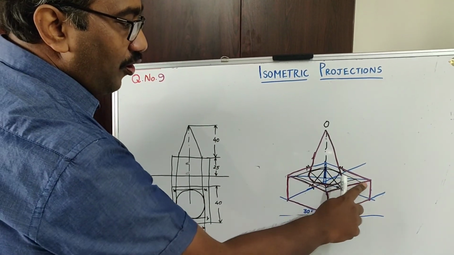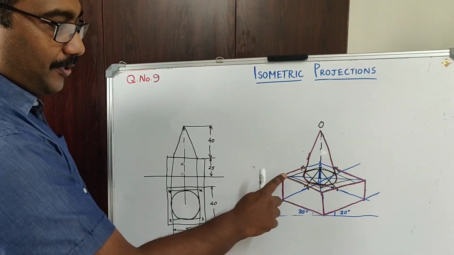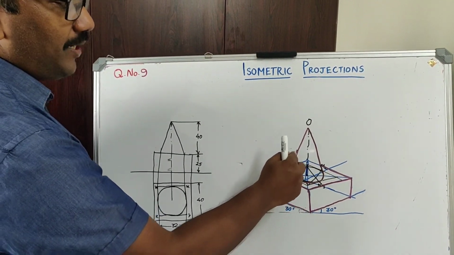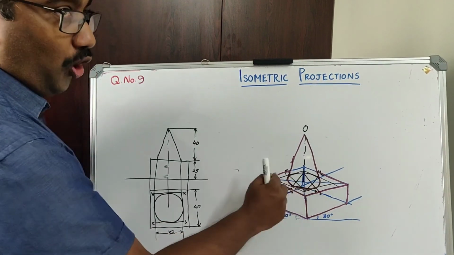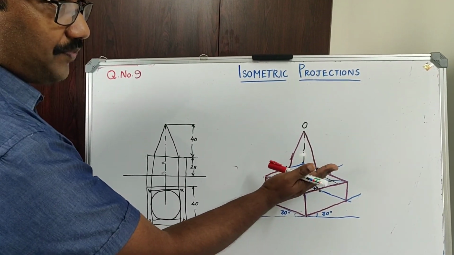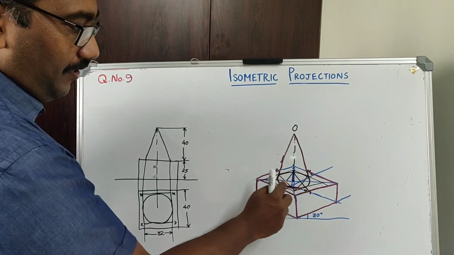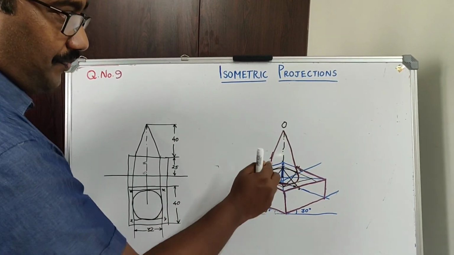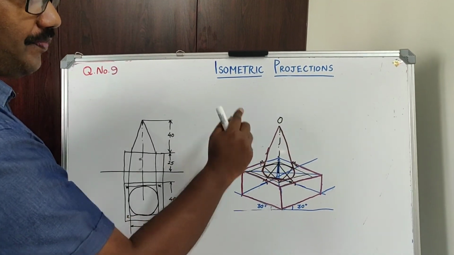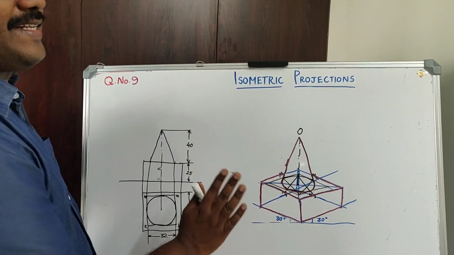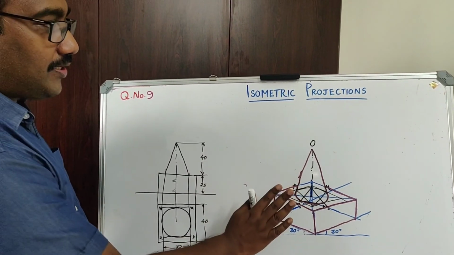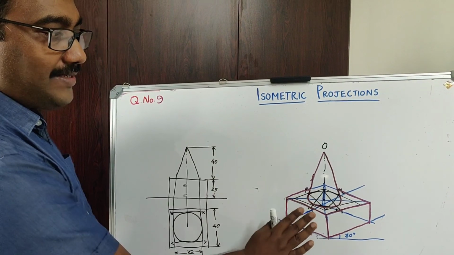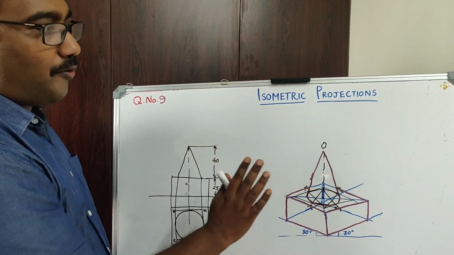So initially we have drawn the isometric view of the square slab. Then we have found where to draw the isometric view of the cone, that is just above the top surface. Keeping that on top surface and the centers as the same, we have started drawing the cone. Then we have found out which are the edges visible. Thus we got the isometric view of the combination of square slab and the cone. Now you can practice this.